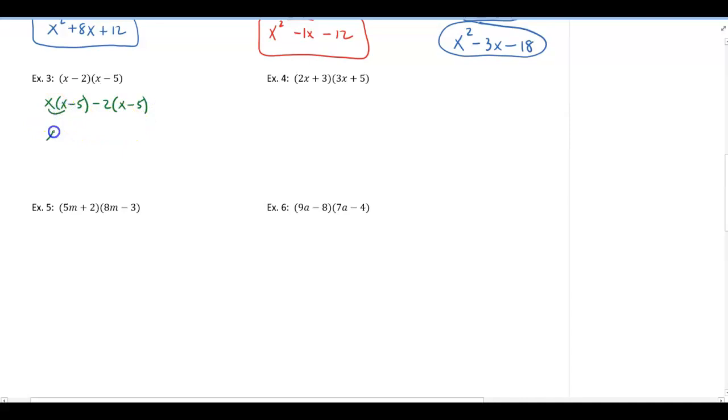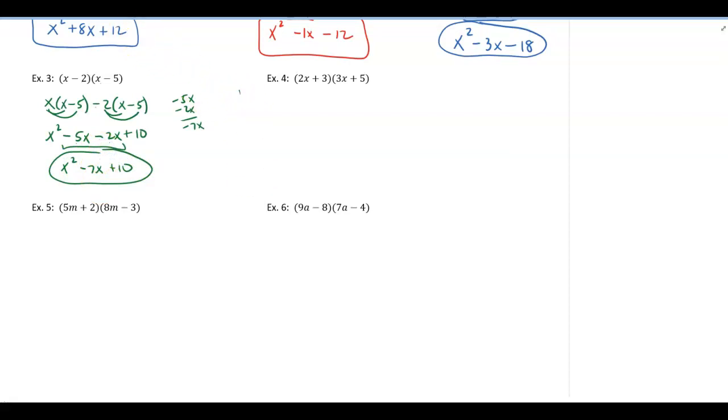I go ahead and distribute. X times x is x squared. X times negative 5 is negative 5x. Negative 2 times x is negative 2x. But negative 2 times negative 5 is positive 10. So now when I combine these terms in the middle, I'm left with x squared, negative 5x minus 2x is negative 7x. And then I bring down my plus 10. And I am done. Okay?